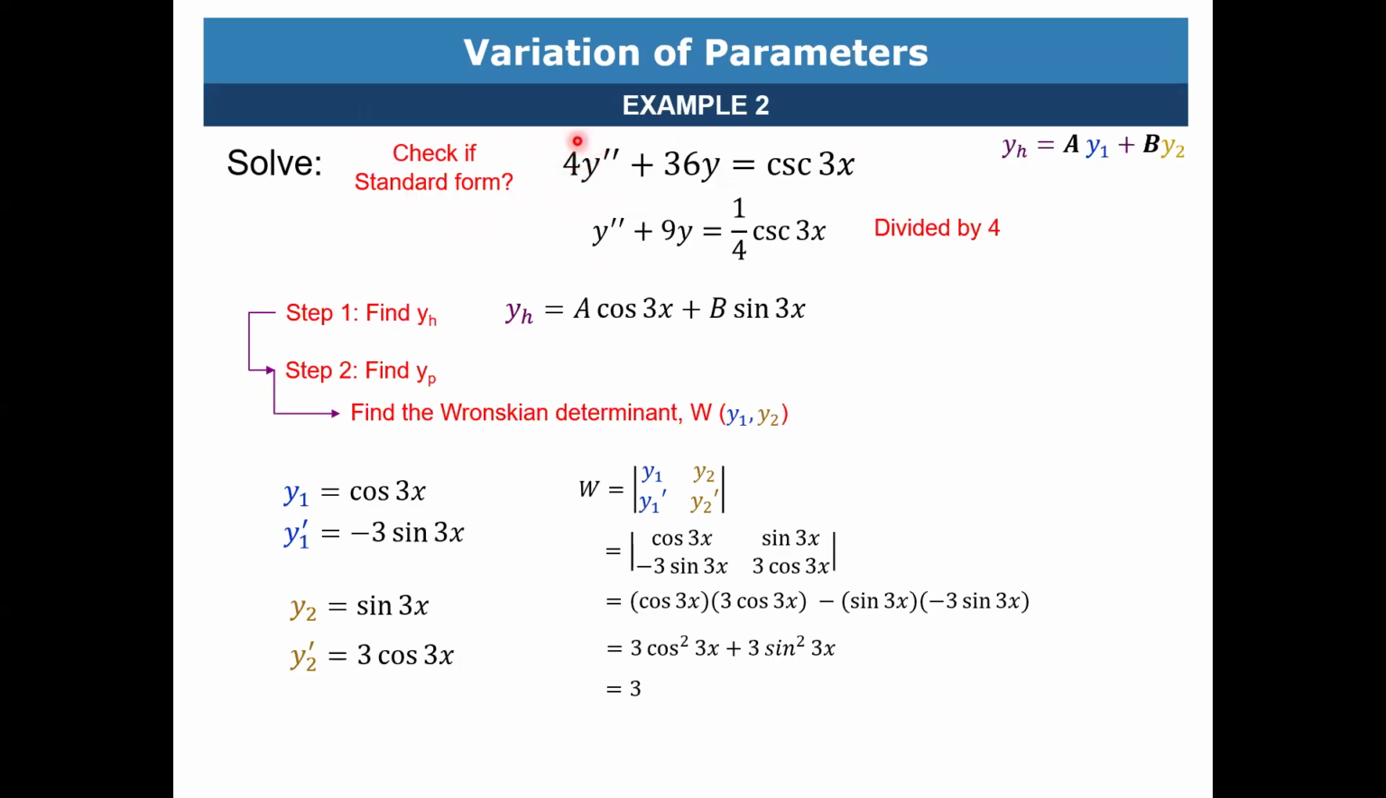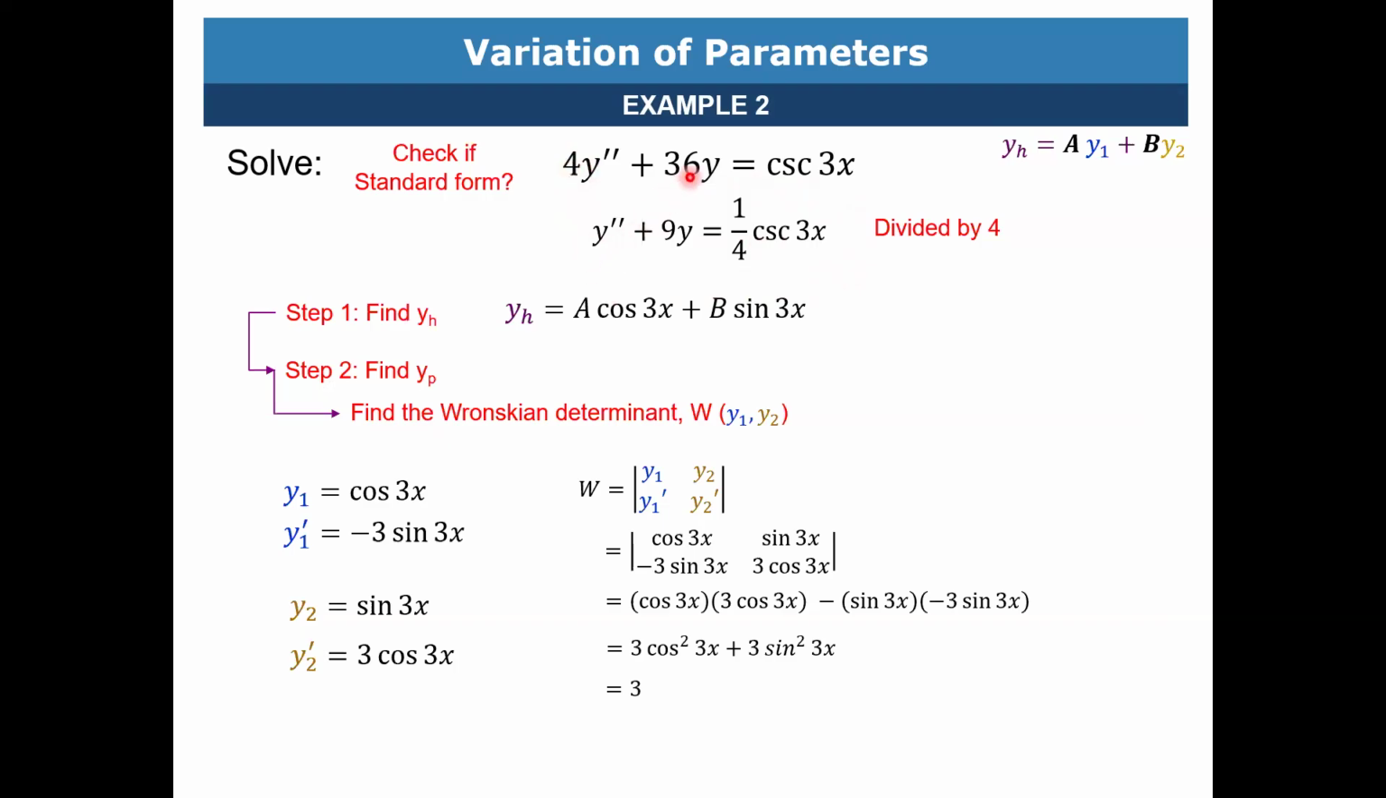So for this case, please remember what is the meaning of general form. The general form of ODE means that nothing is in front of the y double prime. So now we have 4 in front. So please divide the equation, the ODE, by 4, so you can eliminate the number 4 here.